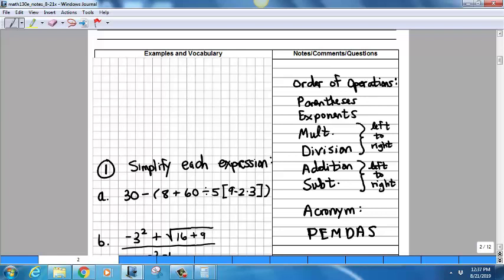Next is multiplication and division. But they have the same order, all right? So it's not multiplication before division. It's not multiplication before division. They have the same precedence. That's because multiplication and division are really the same operation, right? They're really the same operation. So they really have the same precedence.